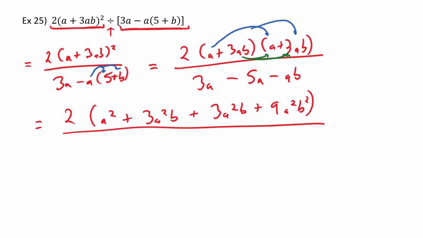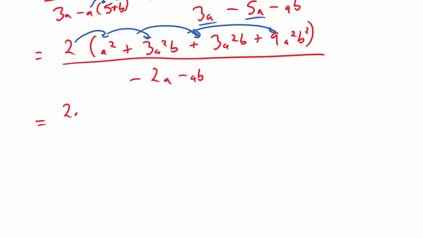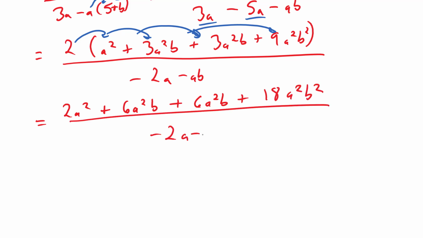We can collect like terms here. I have an a and an a. Can do that on the next line. Minus 2a minus ab. Now that I get rid of the binomial squared, now I can distribute the 2 to all terms inside. Make sure you distribute it to all of them inside. 2a squared plus 6a squared b plus 6a squared b plus 18a squared b squared, all divided by minus 2a minus b. Let's collect like terms on the top.